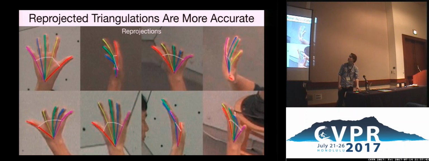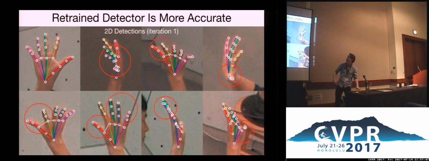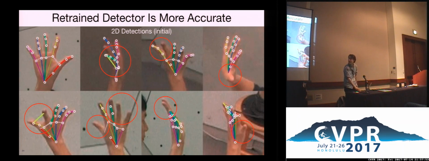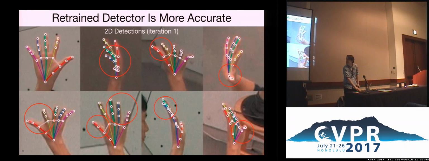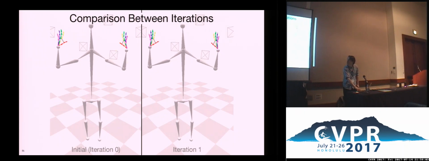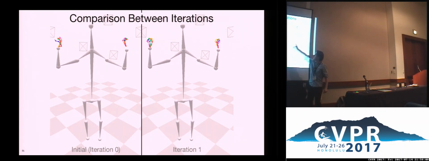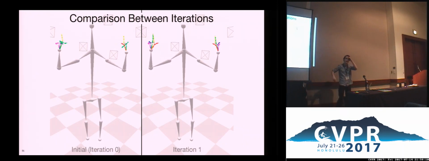RANSAC and reprojection. And then we run the detector again after retraining. The detector now, the errors have been fixed. So that's the initial one. So here's a visual comparison of that. So that's the initial detector. And here is after retraining.